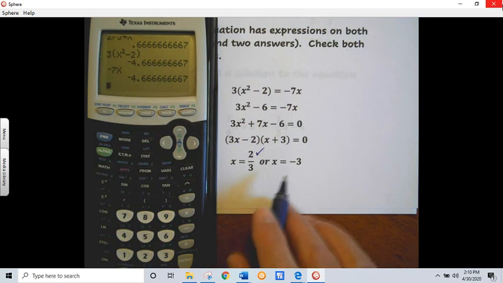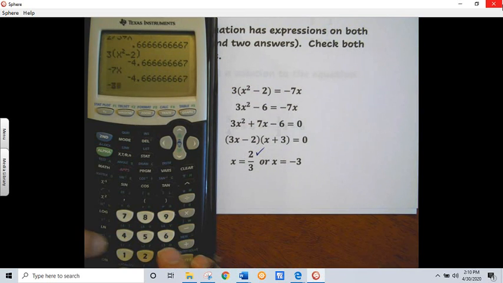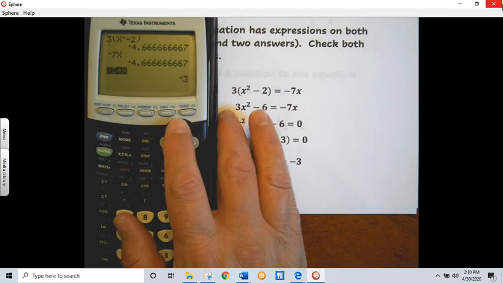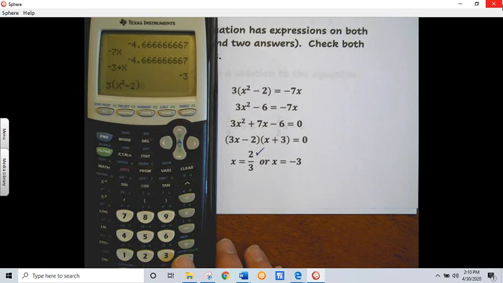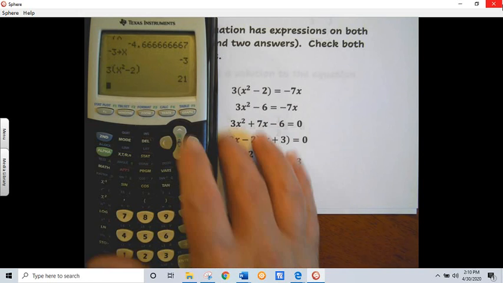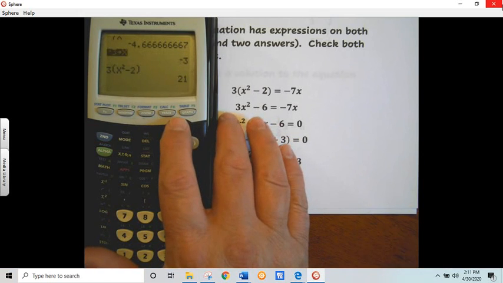Now, what's nice about this is once you check the first answer, the second one's going to go a little faster. -3 stored for x. And then instead of retyping everything, I'm going to use the up arrow and come up here and grab that equation and reuse it. And then I'll do the same thing with the other one.